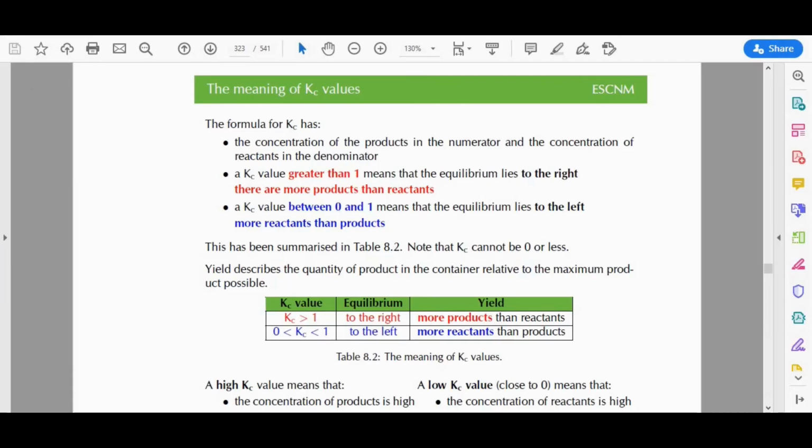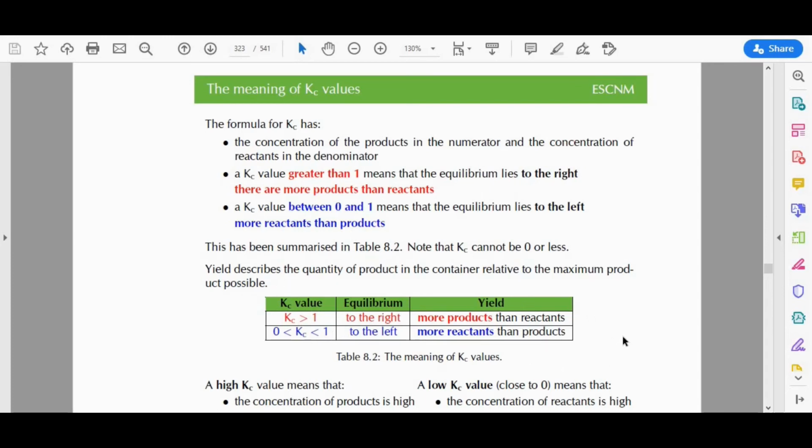What does it mean if the Kc value is greater than 1? It means that the equilibrium lies to the right, which means there are more products than there are reactants. If the Kc value is between 0 and 1, then the equilibrium lies to the left. So there are more reactants than products, which is nicely summed up here in this table, provided here in the Siyavula grade 12 textbook for learners.